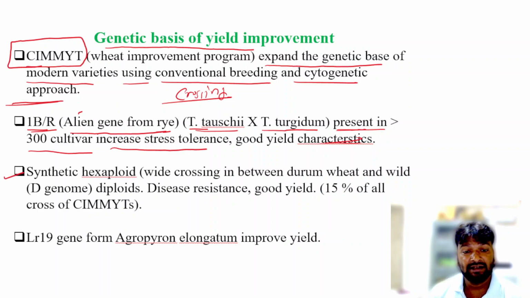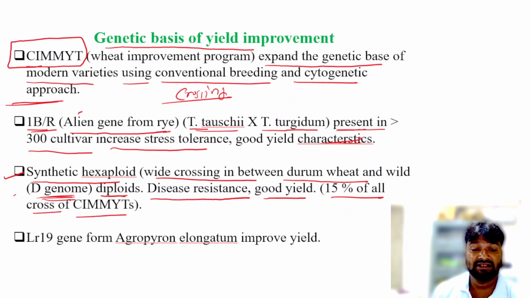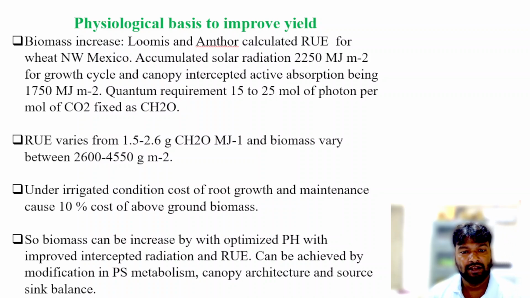Okay. Second, development of synthetic hexaploids with wide crossing between durum wheat and the wild diploids. This transfers the D genome and is responsible for the disease resistance and good yield. And 50% of all the crosses of CIMMYT contain this D genome from synthetic hexaploids. Also the Lr19 gene from Agropyron elongatum improves the yield. So friends, these are the major genetic improvement programs done in the wheat crop by CIMMYT. Okay. Now we'll talk about the physiological basis of improving the yield. Okay.